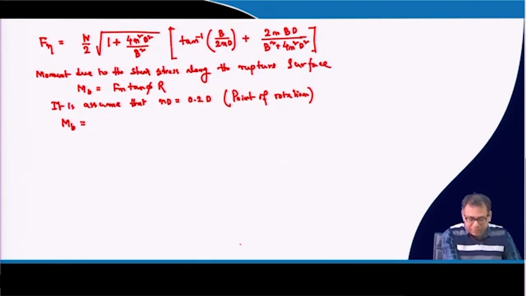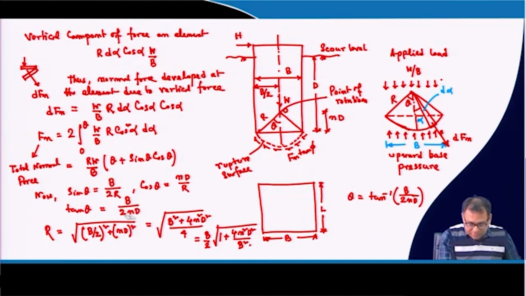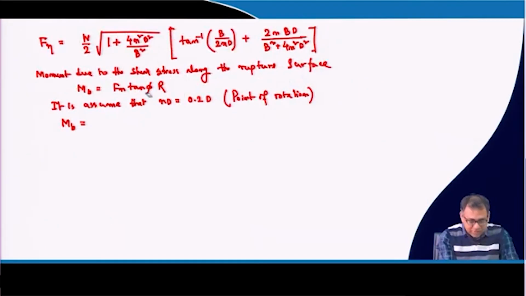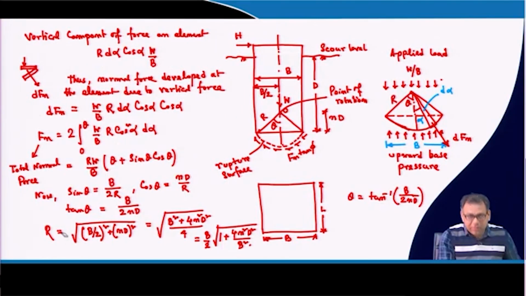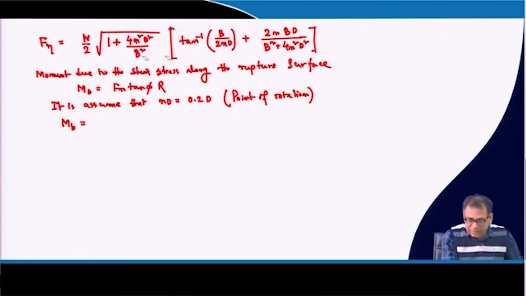And I will put Fn here, and tan phi also I can replace by this equation. Sorry, tan phi is the friction angle, so tan phi should be there. I can replace r with this equation. Then Fn I can put with this equation, and with this equation I can put 0.2 d in place of Nd, and then if I simplify that, I will get the Mb will be q w b tan phi.